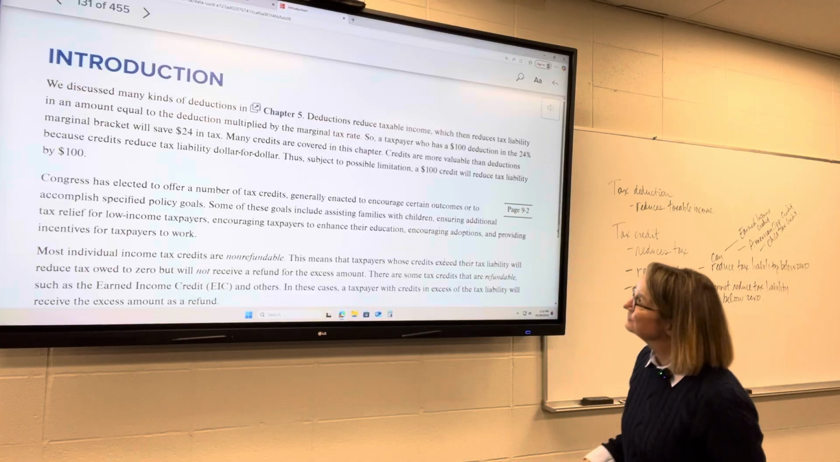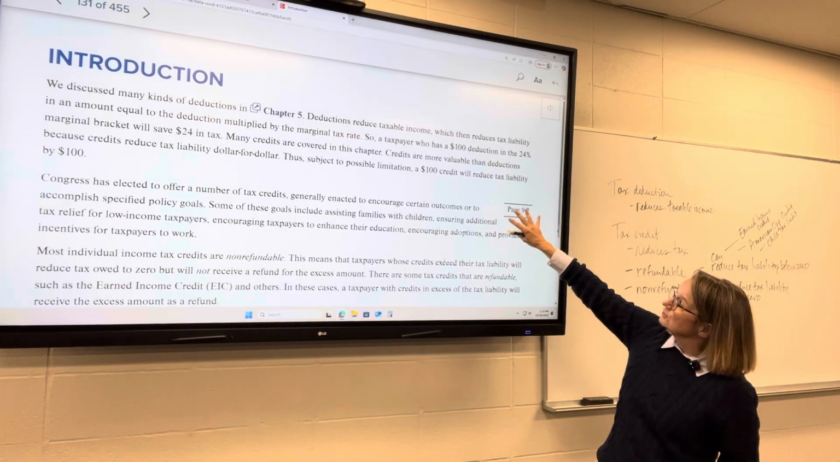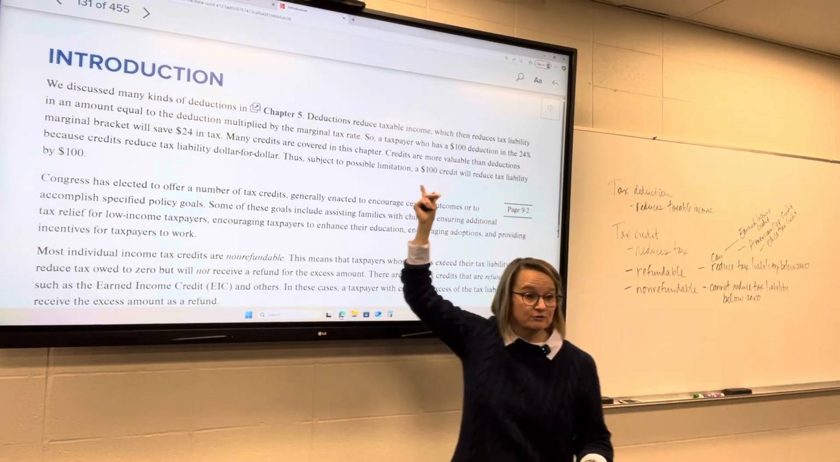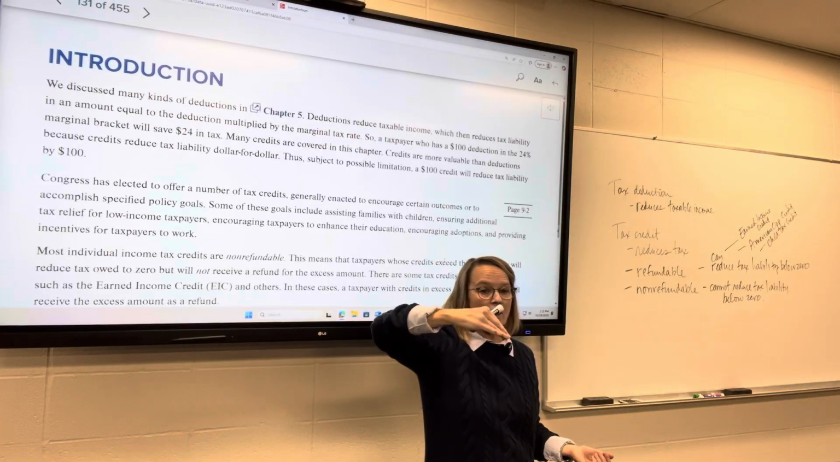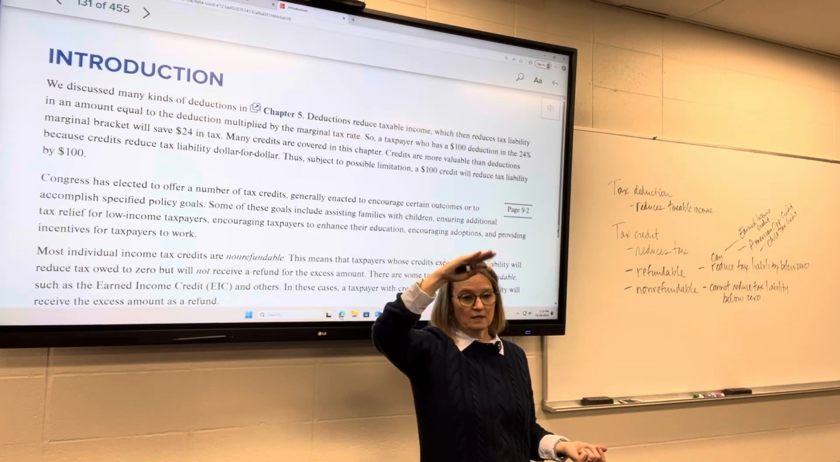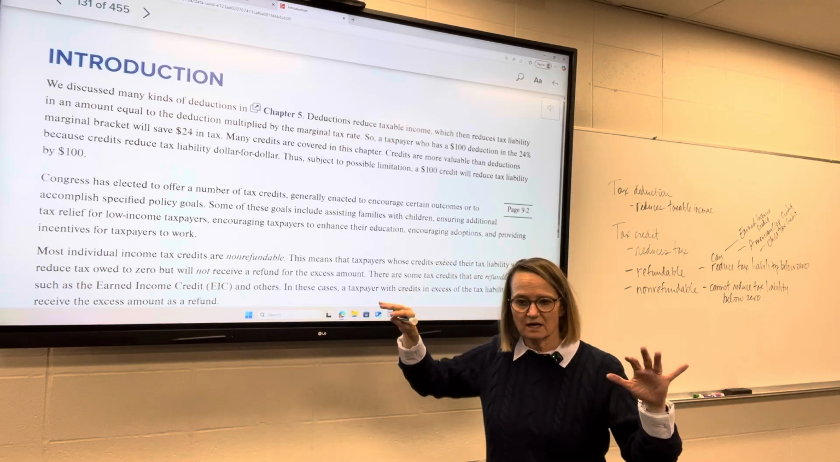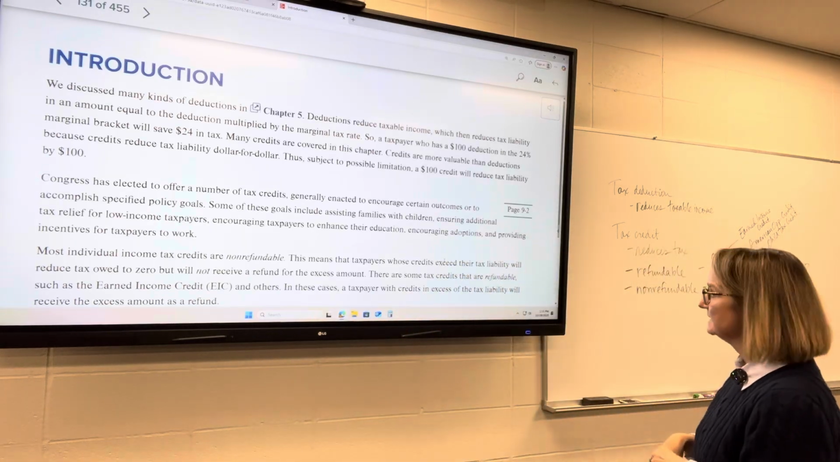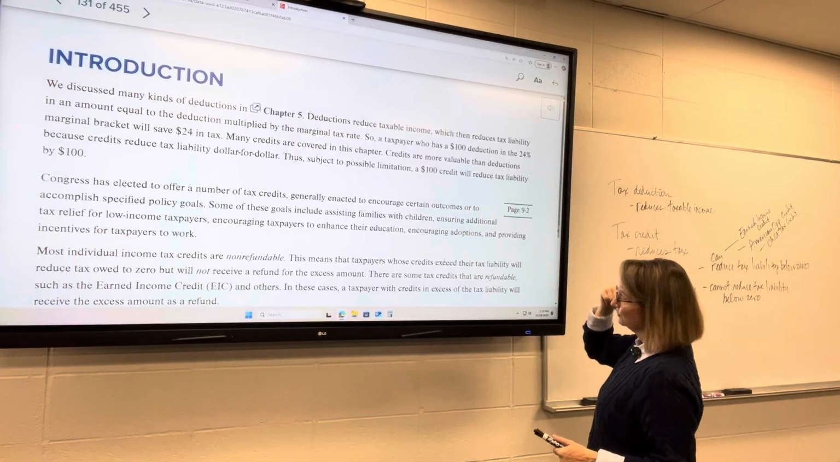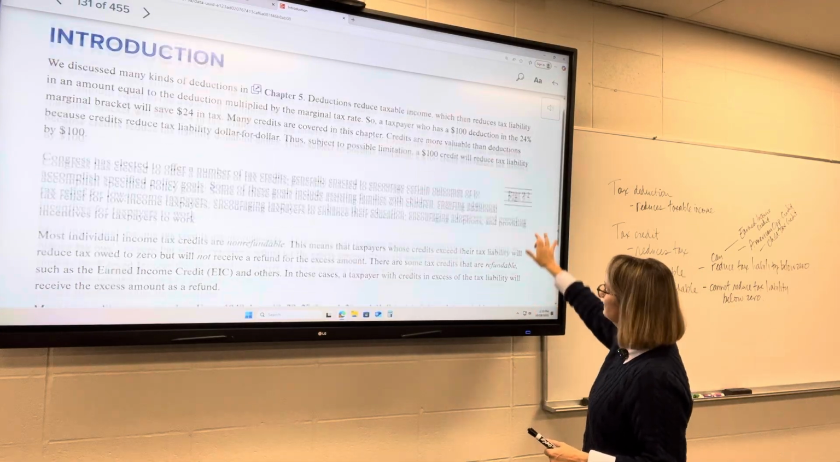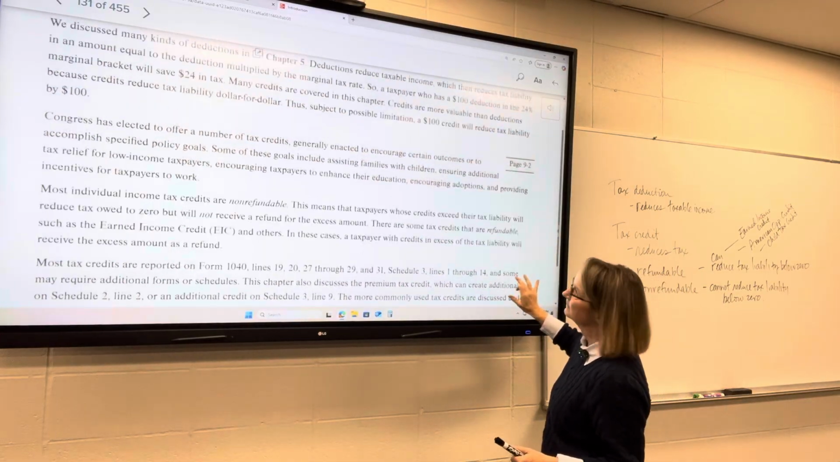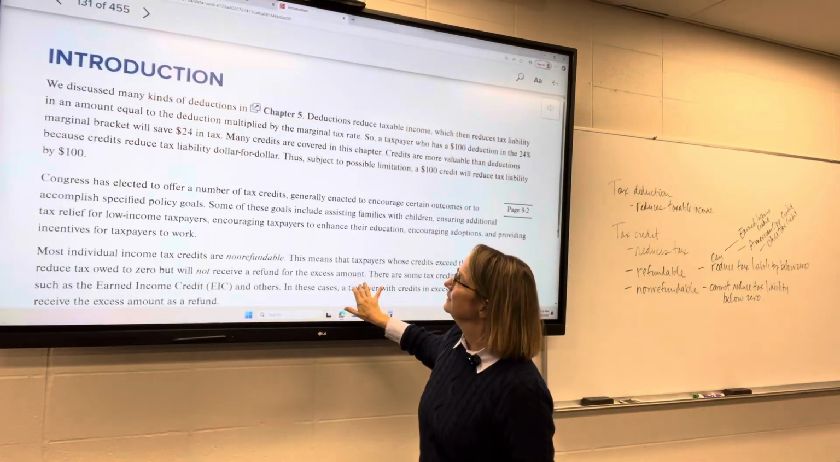If it's a credit though, if it's a $100 credit, then they're going to save $100 in tax because it's going to come right off of the tax liability. So it's kind of the difference between a deduction and a tax credit. They also go through the refundable versus non-refundable, and I think that's it.